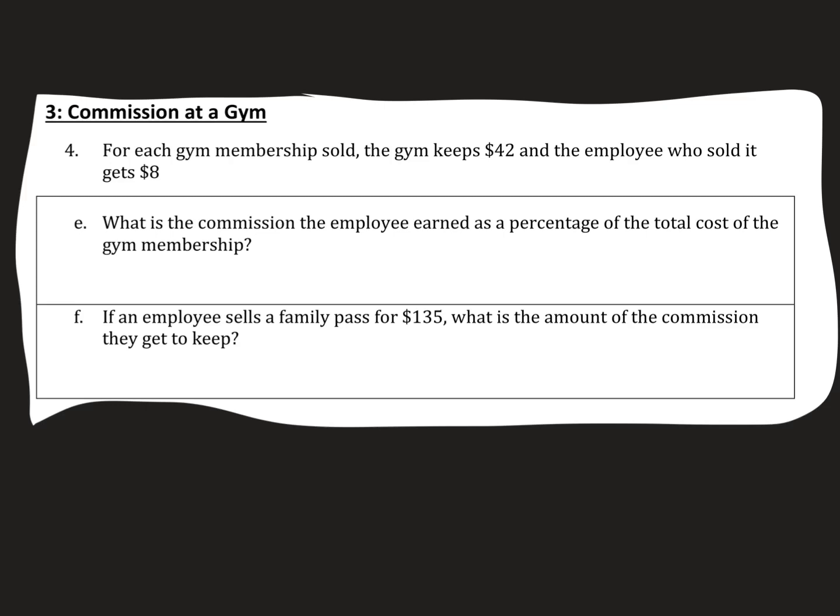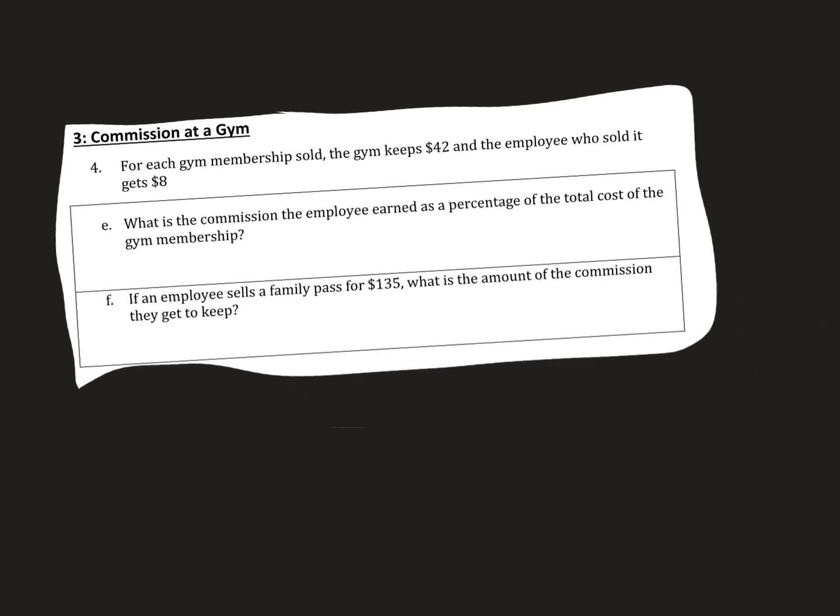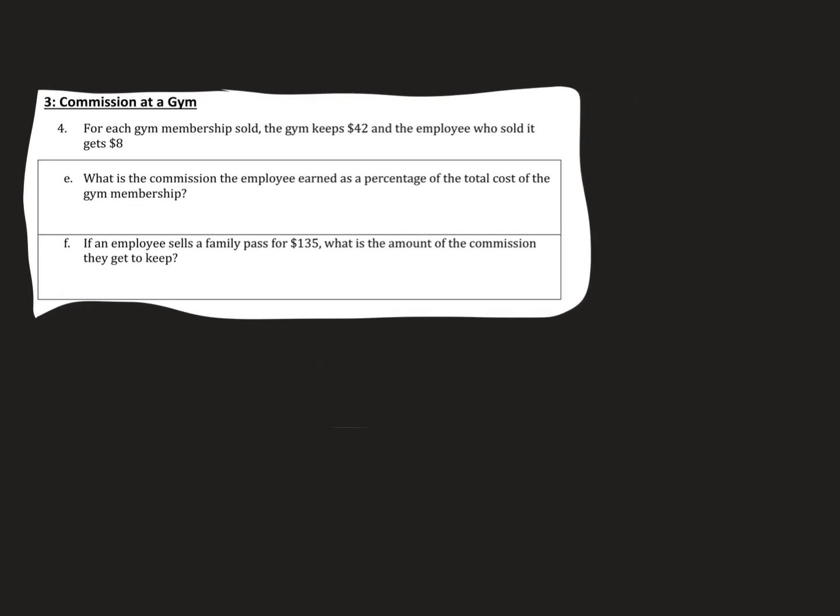Okay. The third percentage application problem in context, we are looking at percents as they apply to a commission made at the gym. In other words, the person selling the membership getting a commission for your membership. How many of you knew that happened? Probably you all did. But anyways, for each gym membership sold, the gym keeps $42 and the employee who sold it gets $8.